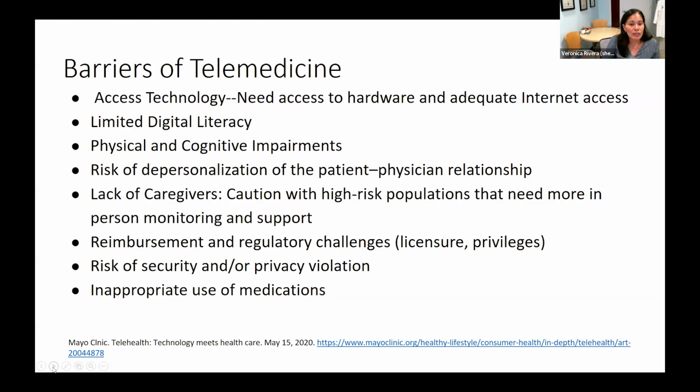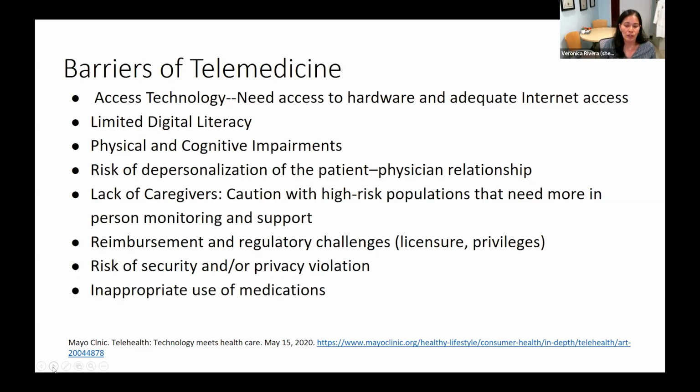There is also a potential risk of depersonalization of the patient-physician relationship. Some of our seniors really love the in-person interaction and touch that you sometimes lose with a video visit or audio-only visit. Another barrier to execution of telemedicine is a lack of caregiver support. We have a high-risk population that often needs more monitoring and support and help with connecting on video visits, so lack of caregivers can be a real barrier. There are also some reimbursement and regulatory challenges, which we'll reference later.